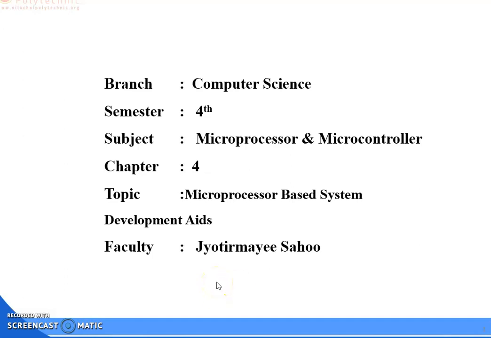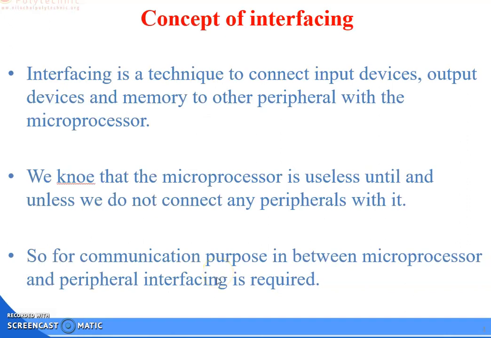So today we are going to discuss chapter 4 of microprocessor, that is microprocessor based system development aids. First of all, we will discuss the concept of interfacing. Interfacing is a technique to connect the input devices, output devices and memory to other peripherals with the microprocessor. We know that the microprocessor is useless unless we connect peripherals with it. So for communication between microprocessor and peripheral, interfacing is required.